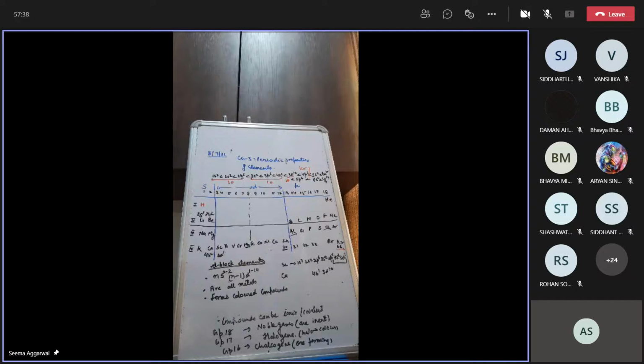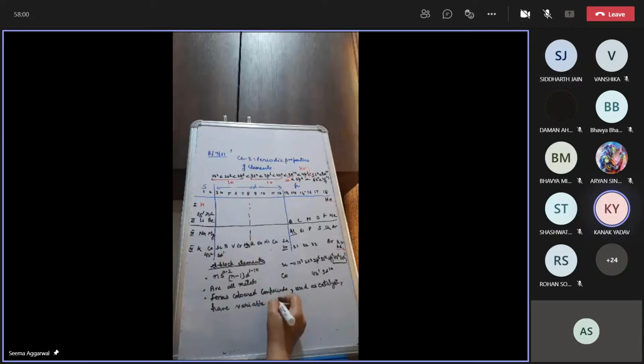They generally form colored compounds and are used as catalysts. Nickel and others are used in many places. Used as catalyst. They have variable oxidation states. What are the oxidation states of iron? This you have studied in class 9. Fe2O3, Fe3O4, or plus 3 for iron. Copper is either +1 or +2, cuprous and cupric. So they have variable oxidation states, most of them. They form colored compounds.